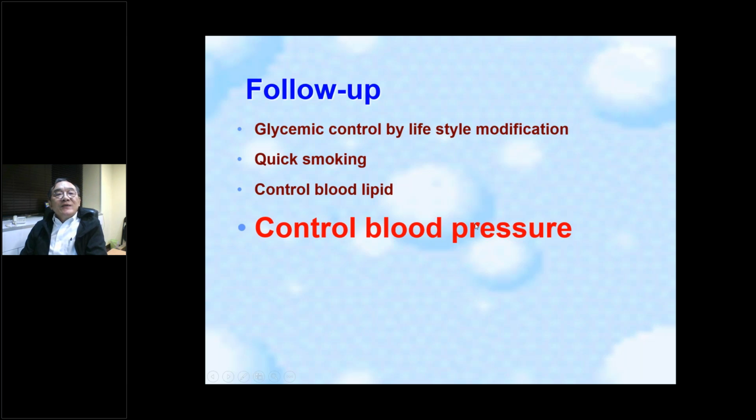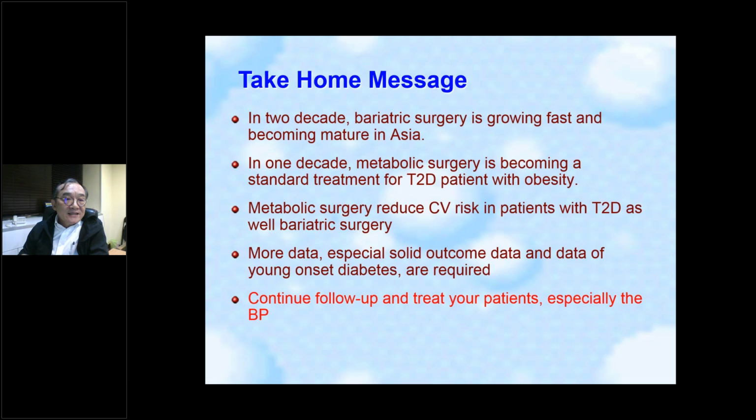So we come to the last slide, the take-home message. We can see that in this region, in the past 2 decades, bariatric surgery has grown very fast, and now it's pretty mature in Asia. We can see the statistics in the Asia region. We now have more than 40,000 cases a year in this region.